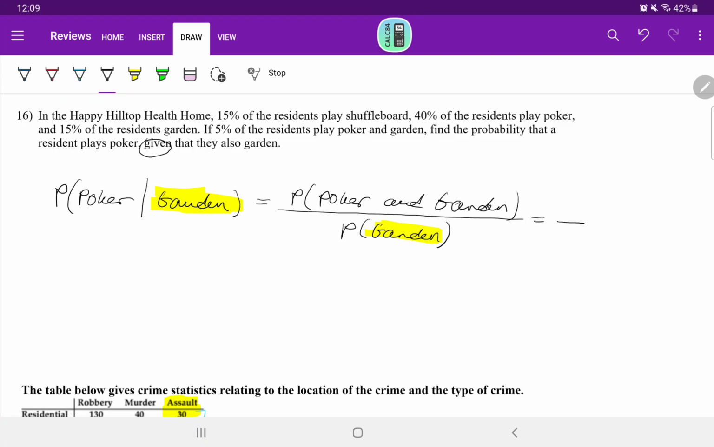Now, we're going to convert our percents into decimals as needed. What percent of senior citizens, I'm going to say, does both play poker and garden? Well, that is 5%. 5% as a decimal is 0.05. Okay, how many of the residents garden? What percentage, I mean? It says 15% of the residents garden. So 15% as a decimal is 0.15.